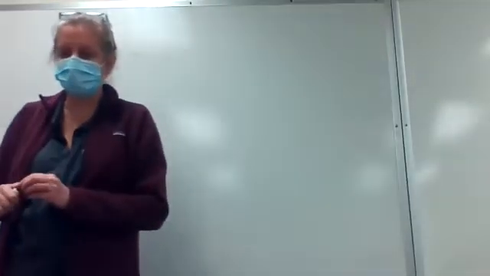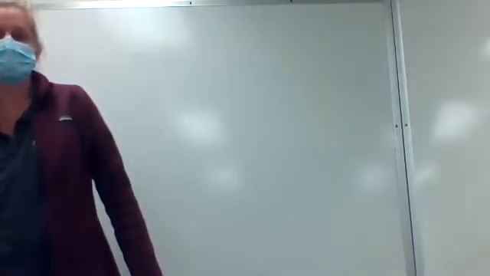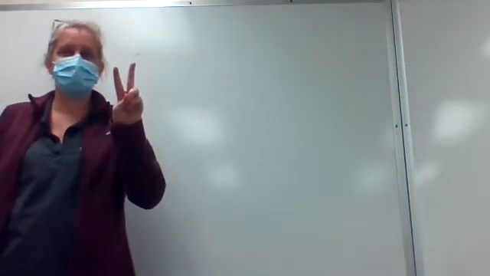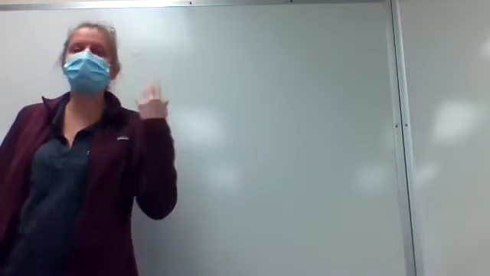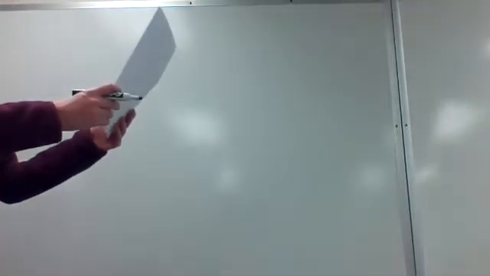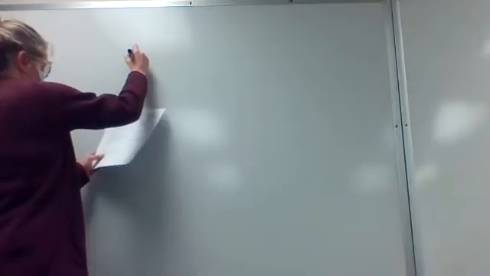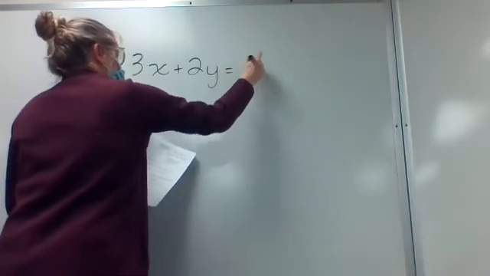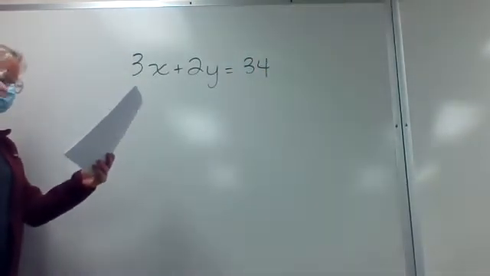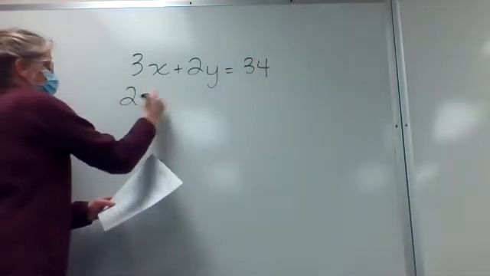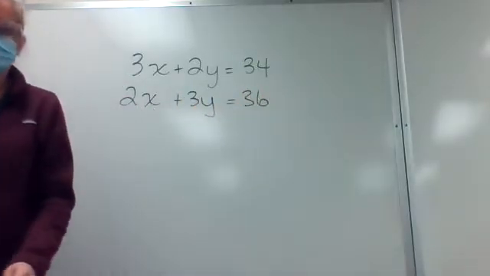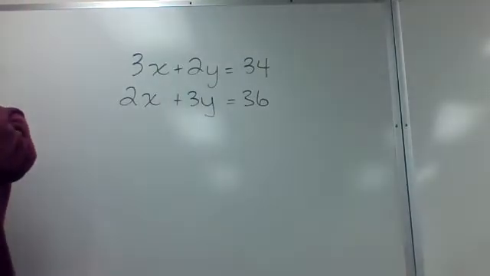Okay, so to continue on with 3.5, there's one more problem that has two equations with two variables, just like we were doing at the end of class last time. On number 4, you have 3x plus 2y equals 34, and 2x plus 3y equals 36. We want to solve for x and for y.